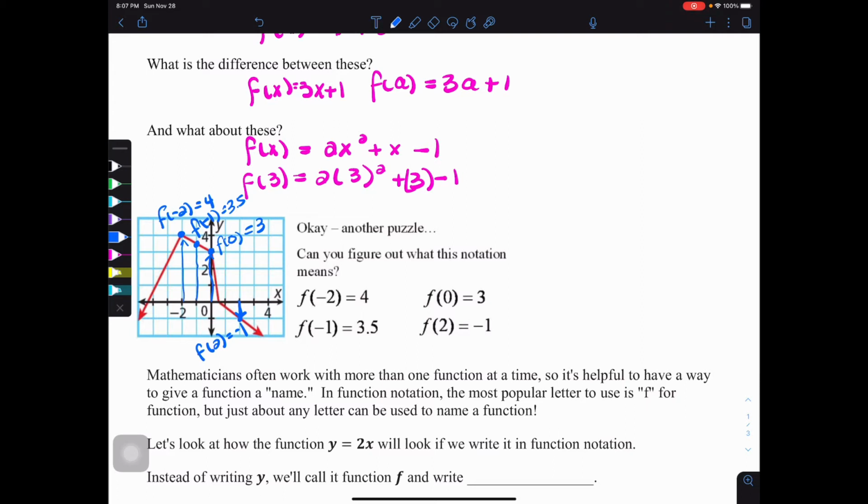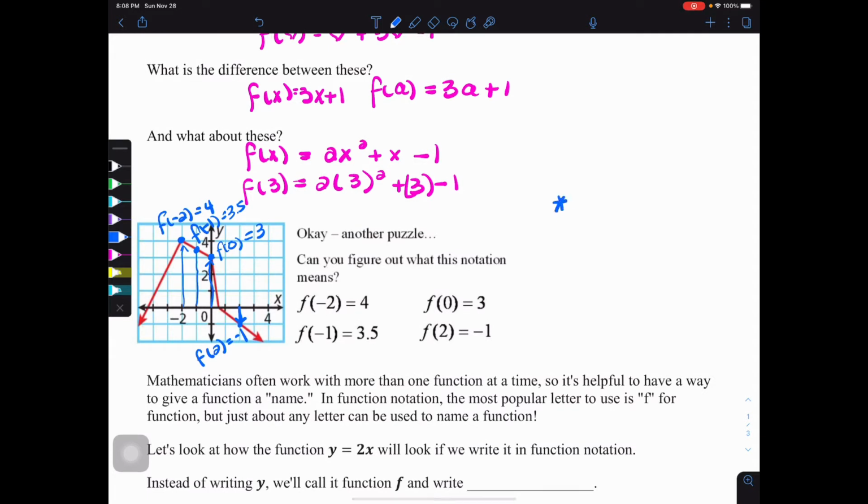It was 4. F of 0, I looked to see what Y is when X is 0. F of negative 1, the X is negative 1, so I go to negative 1, see what the Y is, it's 3.5. And then the same thing for F of 2. I find the X value or input of 2 to find out what the Y value is, which is negative 1. So we're going to write on the side here that the number in parentheses is the X. The answer is the Y value.